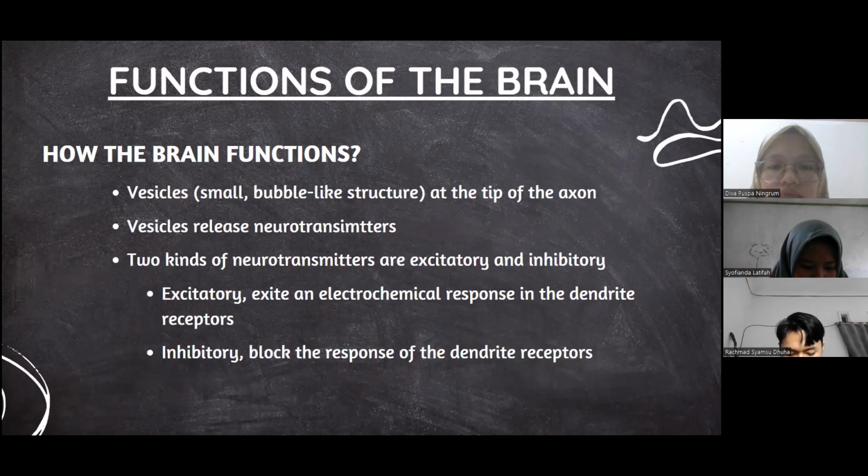And at the tip of the axon, there is a small bubble-like structure called a vesicle that releases neurotransmitters that carry the signal across the synapse, or gap, between two neurons. And the neurons can be excitatory, which excite an electrochemical response in the dendrite receptors, and also they can be inhibitory, where they block the response of the dendrite receptors.